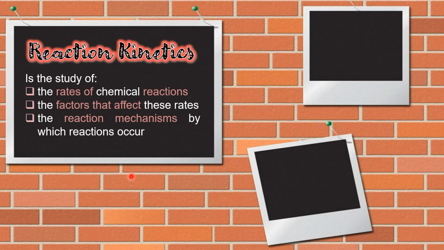Okay. First, we have to know what is the meaning of reaction kinetics. In general, it is about the study of rates of chemical reactions. It is also about the effect on these rates, and the reaction mechanism by which reactions occur. Every chemical reaction that occurs has its own speed at which product is formed from reactants. This rate is called reaction rate.